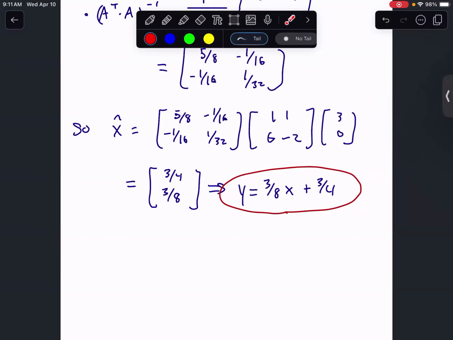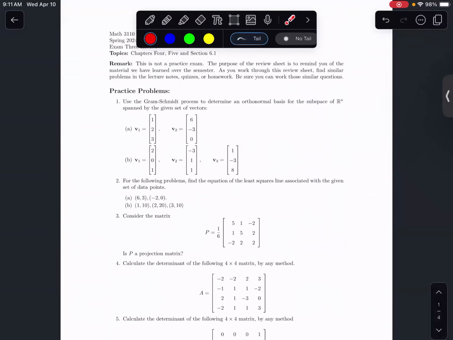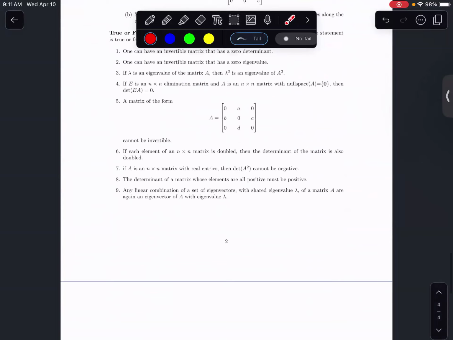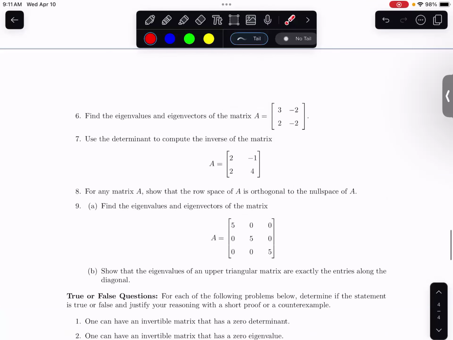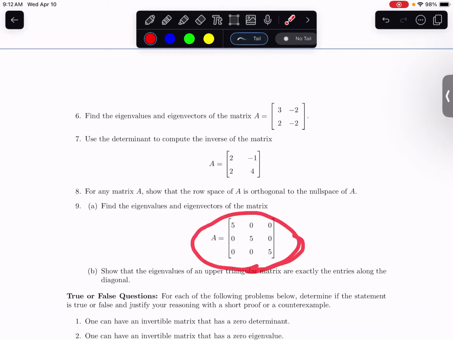Okay, so for number 9, let me highlight it so it's down here. Oh, that's a true and false 9. So for this 9, it wants you to find the eigenvalues and eigenvectors of the following matrix. So part A, it just wants you to find eigenvalues and eigenvectors of this diagonal matrix A, where you just have 5s along the diagonal.